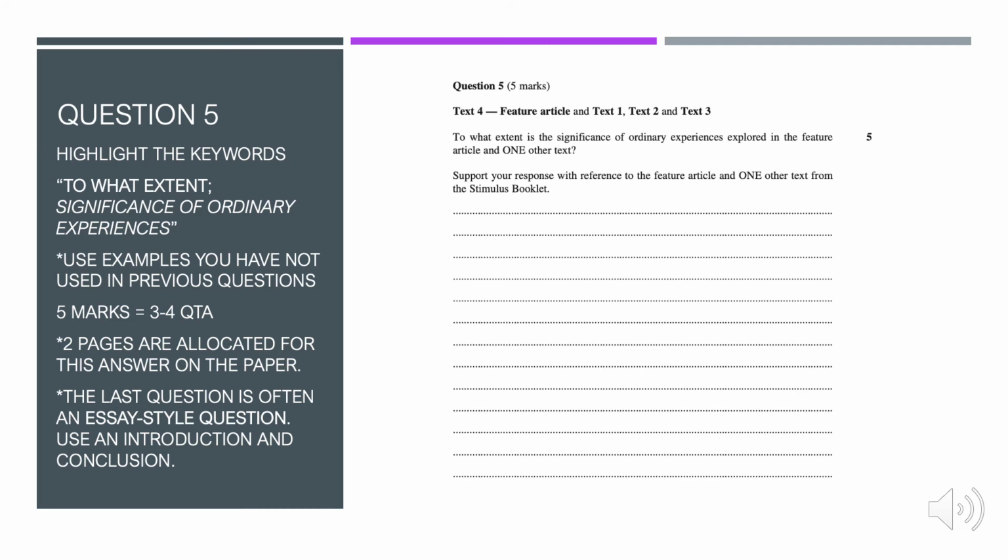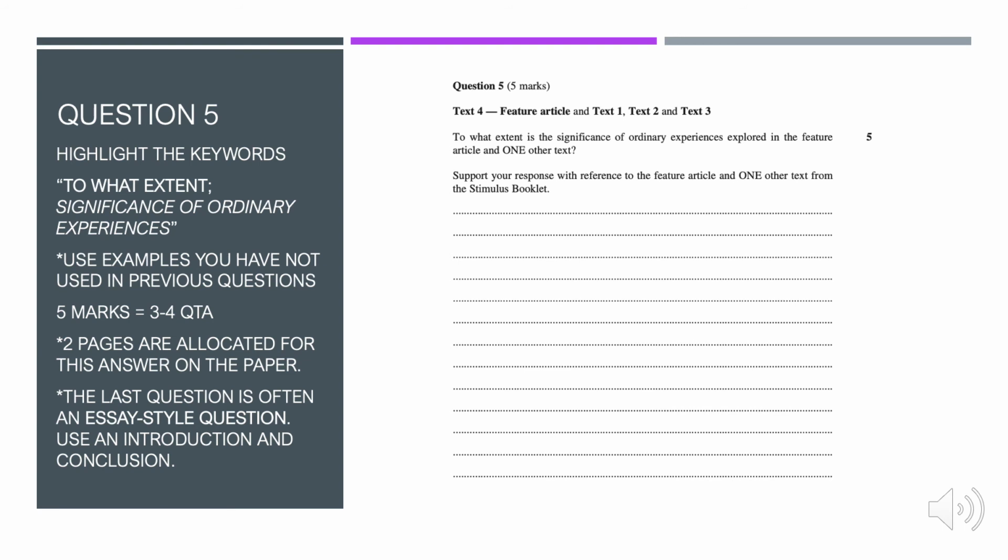And then you need to be able to discuss the significance of ordinary experiences using the feature article and one other text from either text 1, 2 or 3. So it says, to what extent is the significance of ordinary experiences explored in the feature article and one other text? And it's very clear that you should only use the feature article and one other text. So normally for 5 marks, we're going to say 3 to 4 QTAs. Try to use examples you have not already used. If you do repeat examples, make sure your analysis is very different based on this question, significance of ordinary experiences.